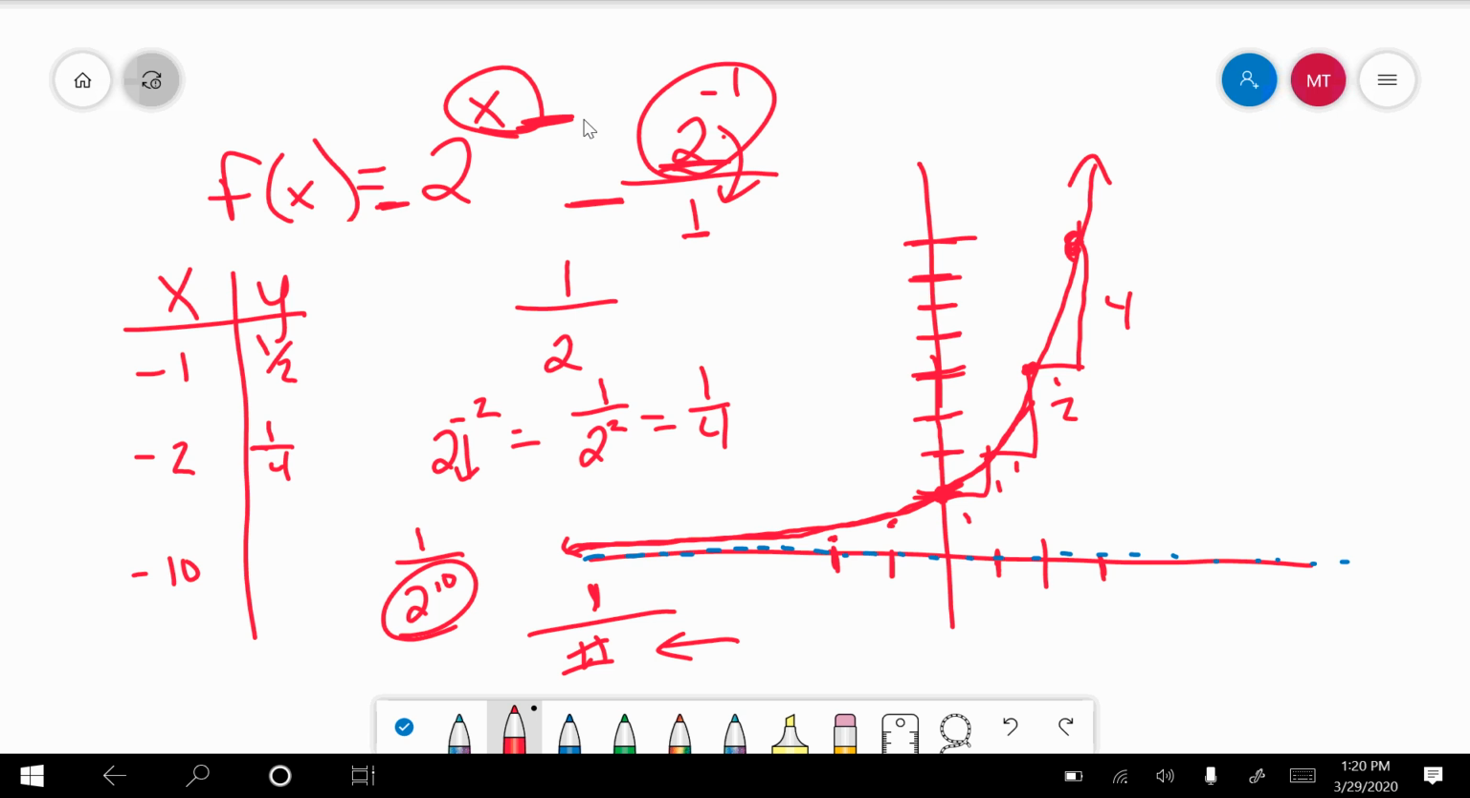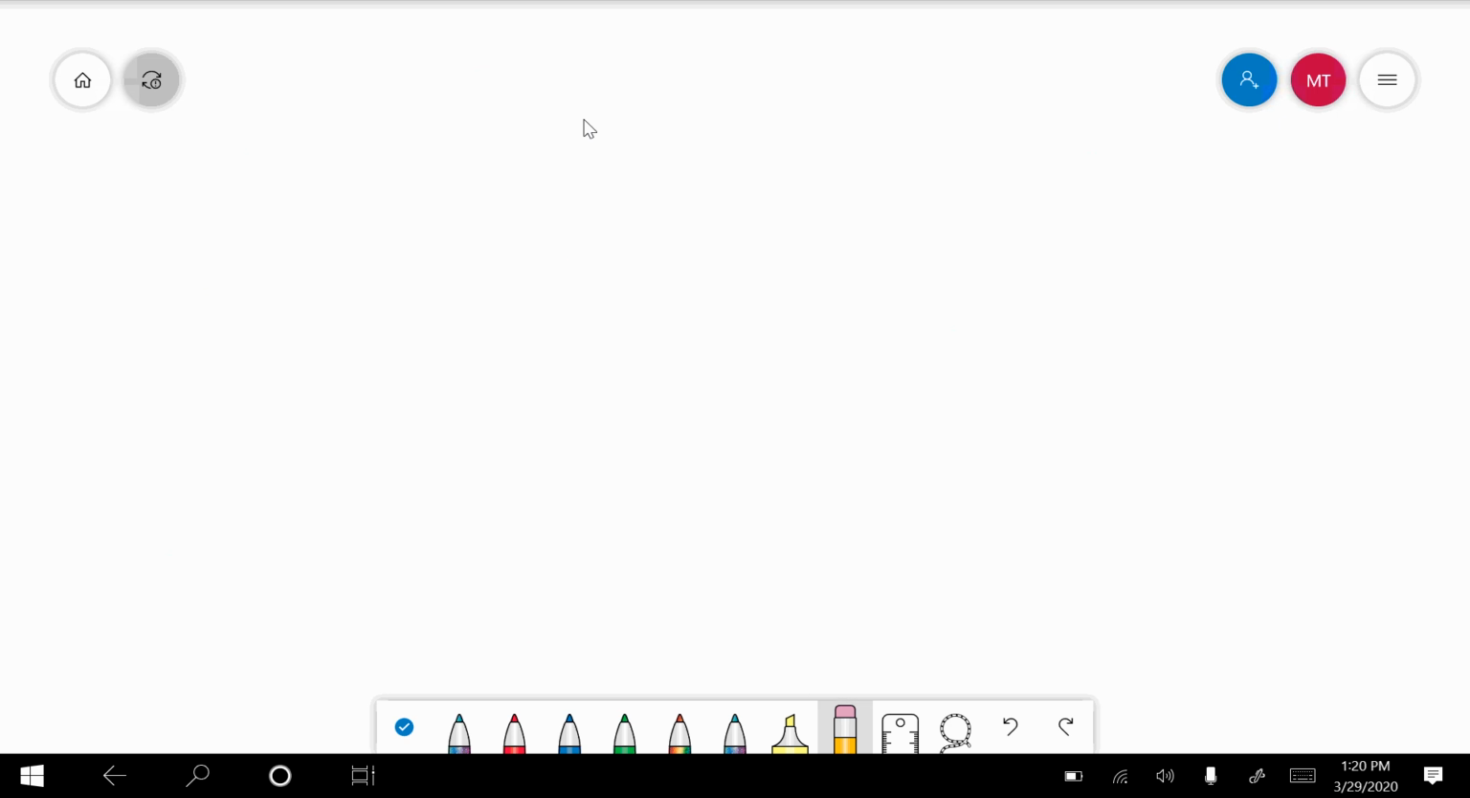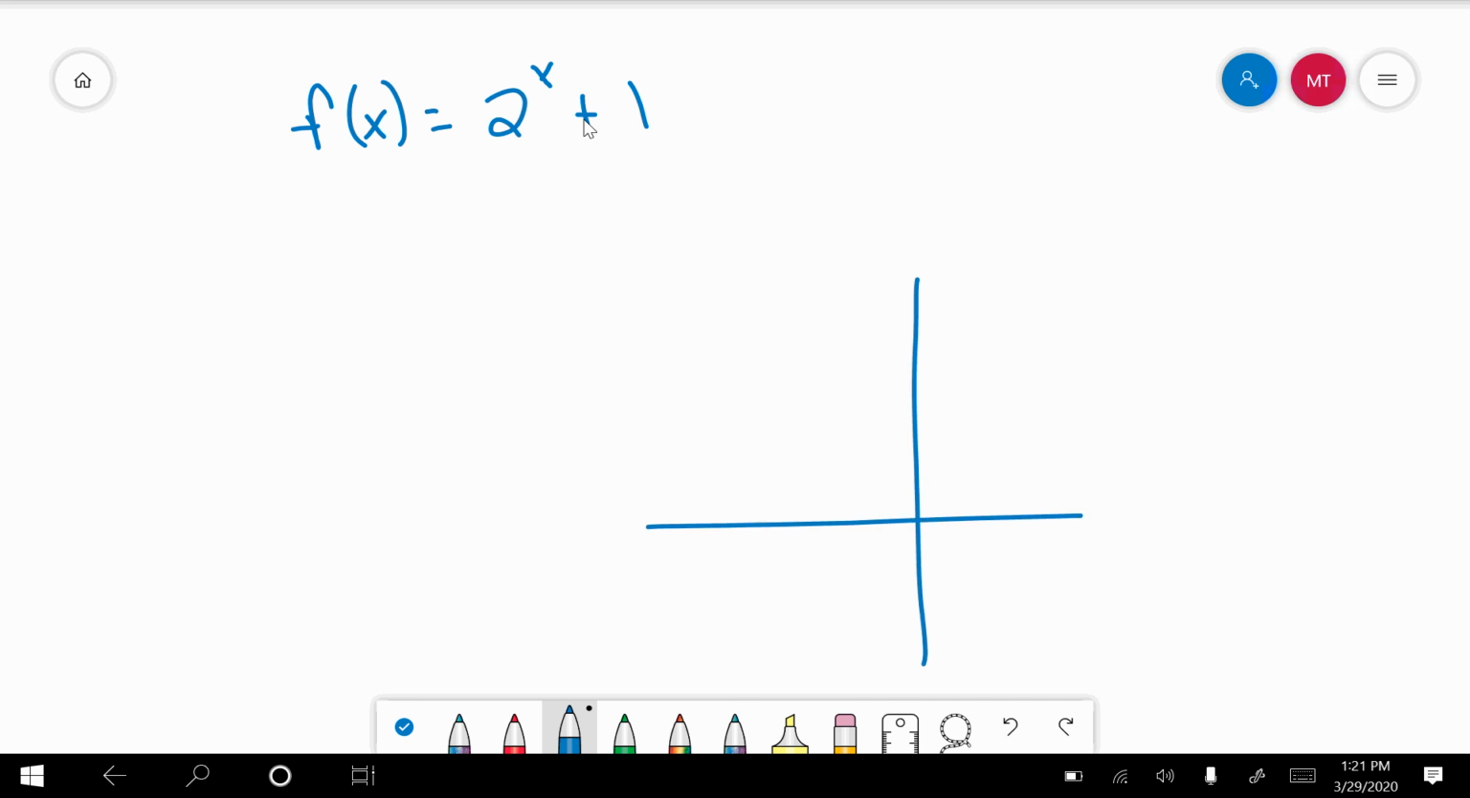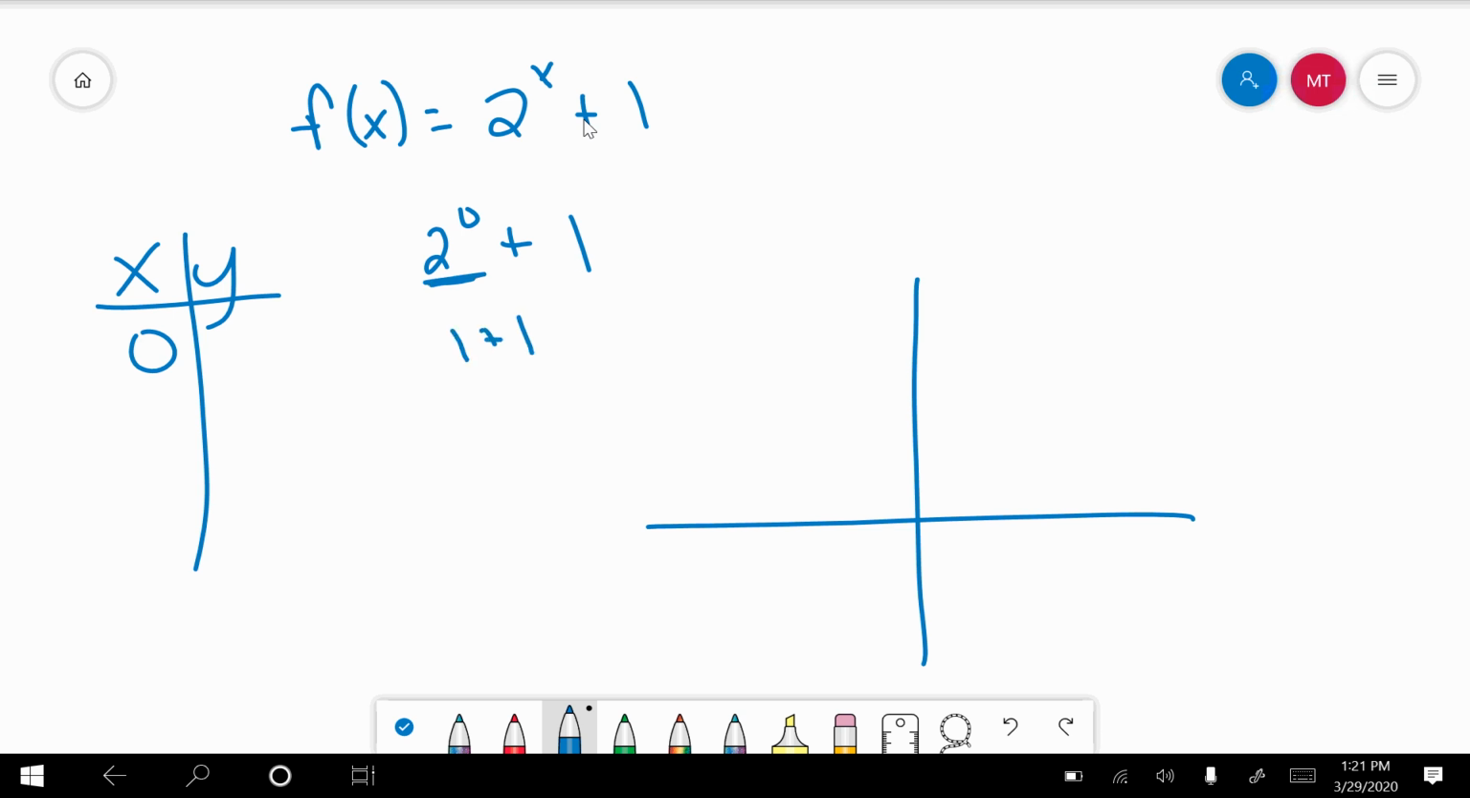All right, so what would happen if I did f of x equals 2 to the x plus 1? Well, now instead of starting at, let me make my x and y chart to help us through this. Instead of when I put a 0 in, well, yes, 2 to the 0 power is still 1, but now I have 1 plus 1, which makes me start at 0, 2. So notice it got shifted up 1.